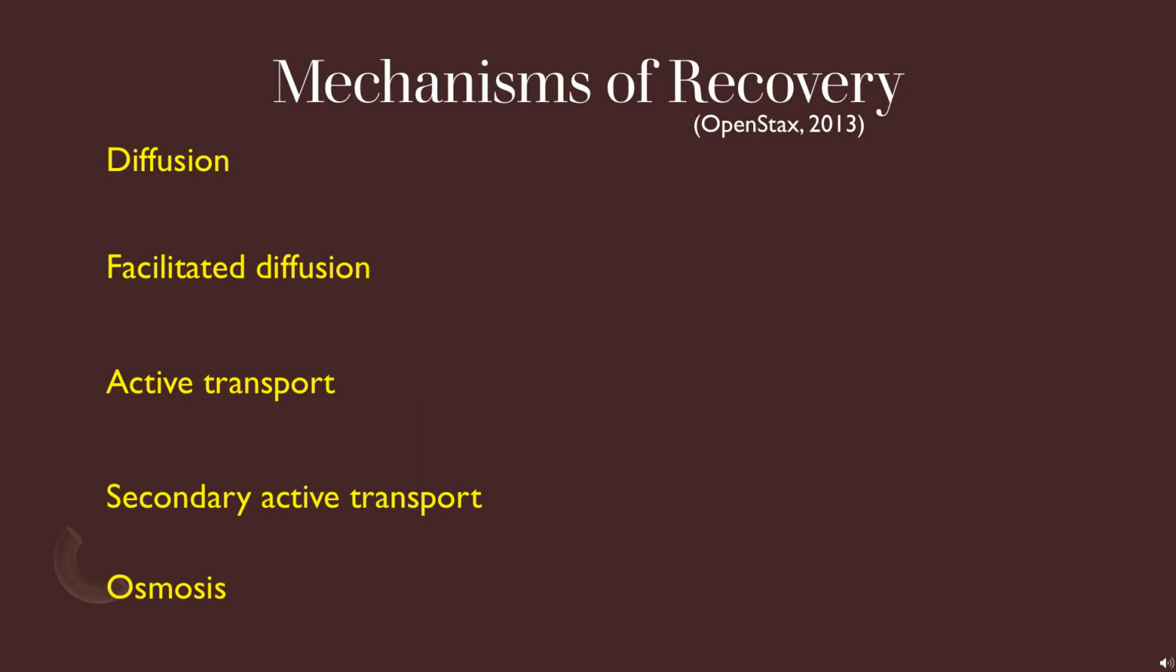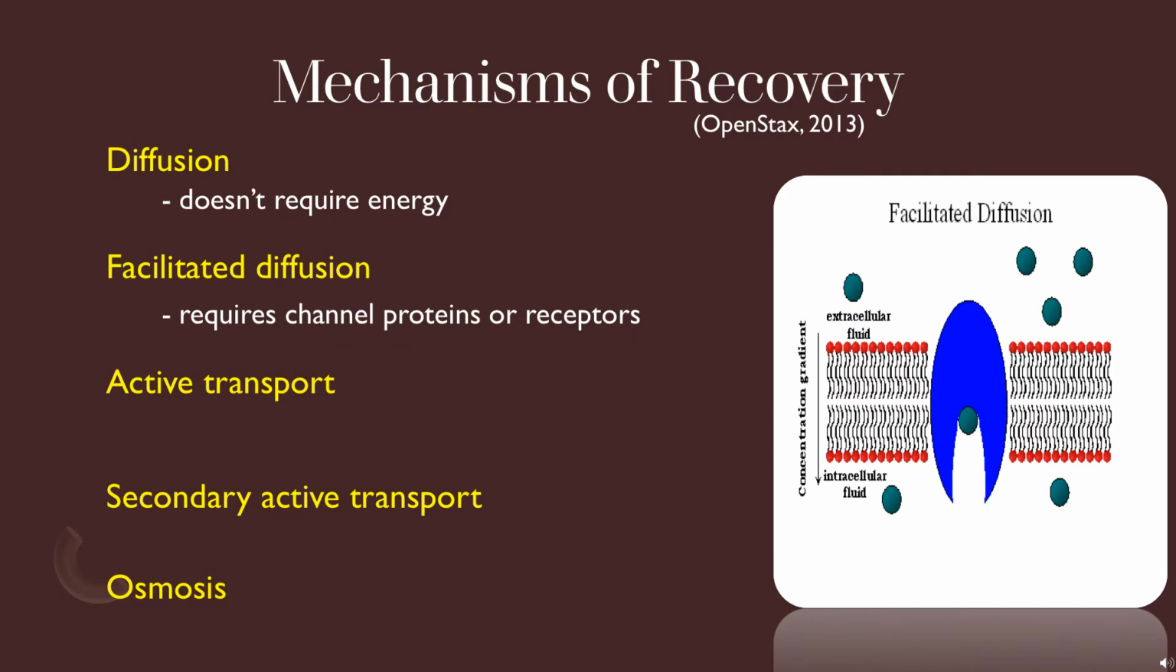Diffusion is simply a process by which substances move from an area of higher concentration to an area of lower concentration. Because the substances are moving with the concentration gradient, this mechanism does not require any energy. Facilitated diffusion also moves substances down the concentration gradient. The difference, though, is that this mechanism requires general proteins or membrane receptors for movement.